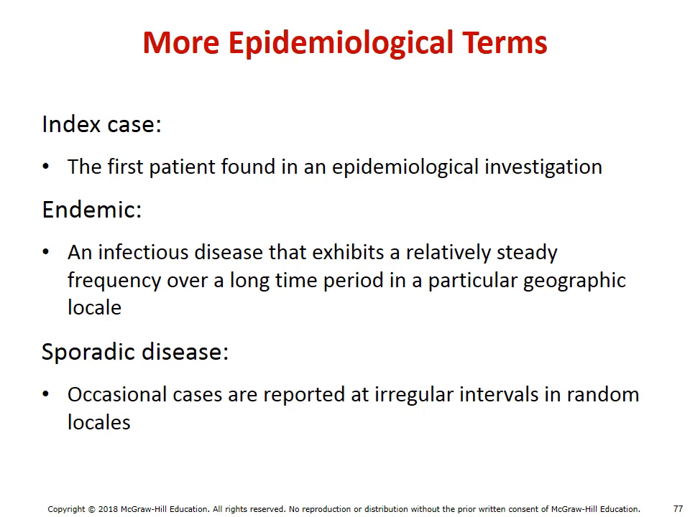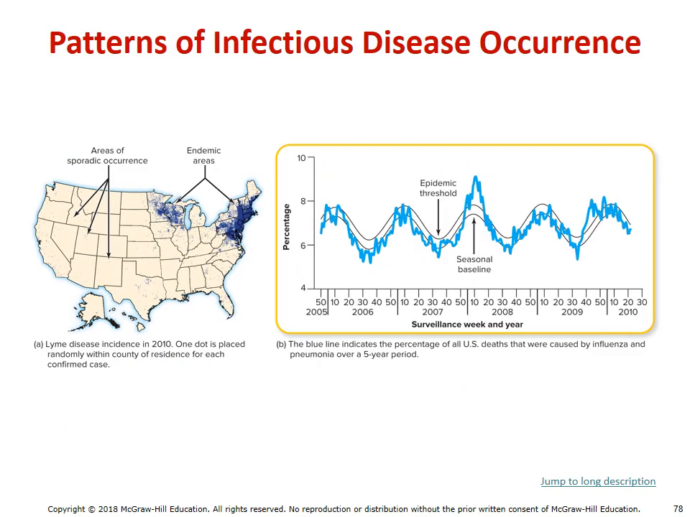Sporadic disease is different though. Sporadic does not follow the normal patterns, so it's kind of the opposite of endemic. Either we see huge increases that we wouldn't normally see, or we see them happening in places we would not usually expect. So here's some examples. Notice here, this is Lyme disease. Lyme disease is typically found in the northeast and north central United States, but we do have random sporadic cases all over the rest of the country. And so the idea is, again, this is endemic or normal. This is a deviation from normal, so we call it sporadic.